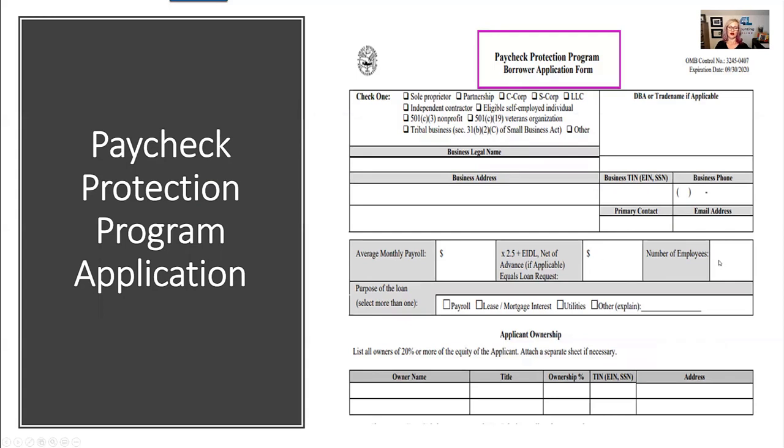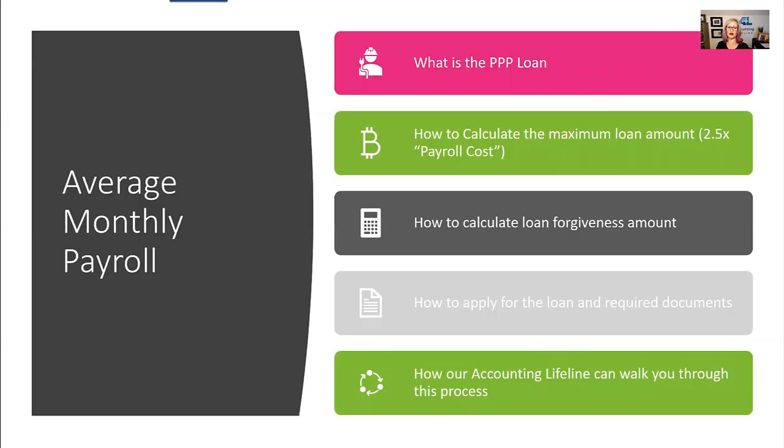If you don't, remember Accounting Lifeline, we do bookkeeping for our clients, and we have been asked to do some catch up for people. They're like, please help us get our numbers so that we can apply for this. So we are doing that 2019 catch up bookkeeping. So if you need help, let us know.